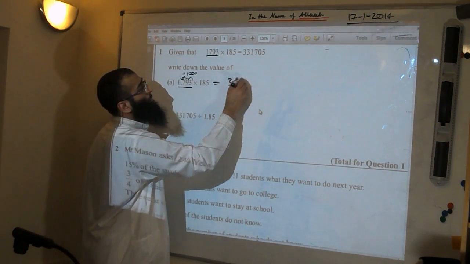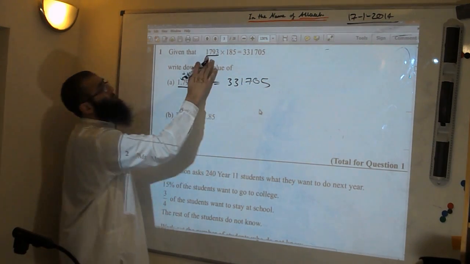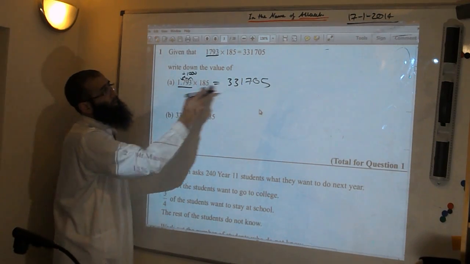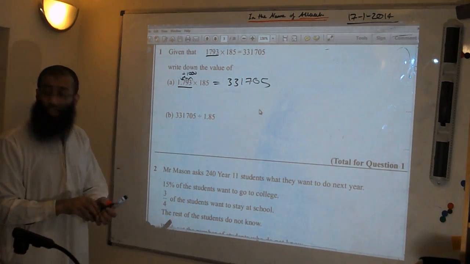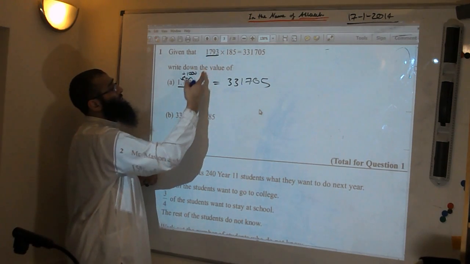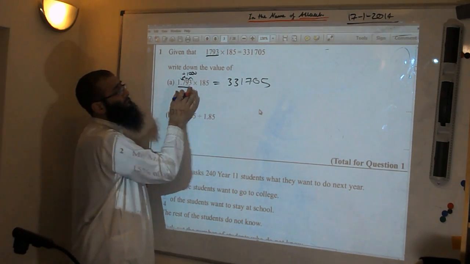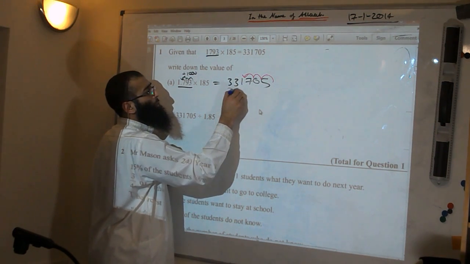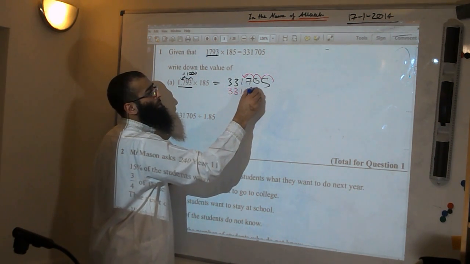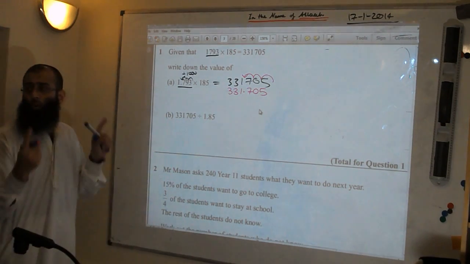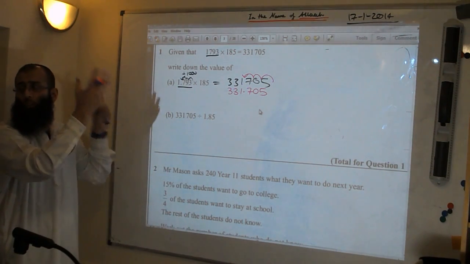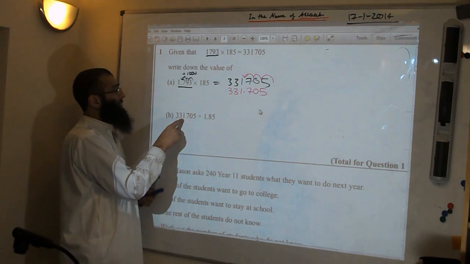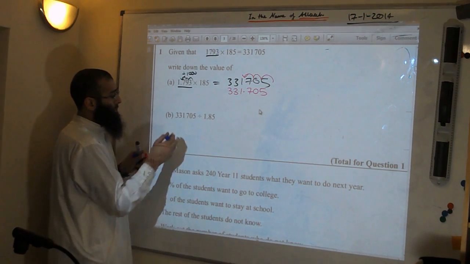If you look at our original answer, 1793 times 185, that number has become this number. So what happens to the answer? The change that we made in the question by making that number 1,000 times smaller is mirrored in the answer. It follows through. So our final answer is 331.705. Whenever you do a multiplication calculation, if you make a change to one part, that change is mirrored in the answer. Are you happy with that? Yeah.